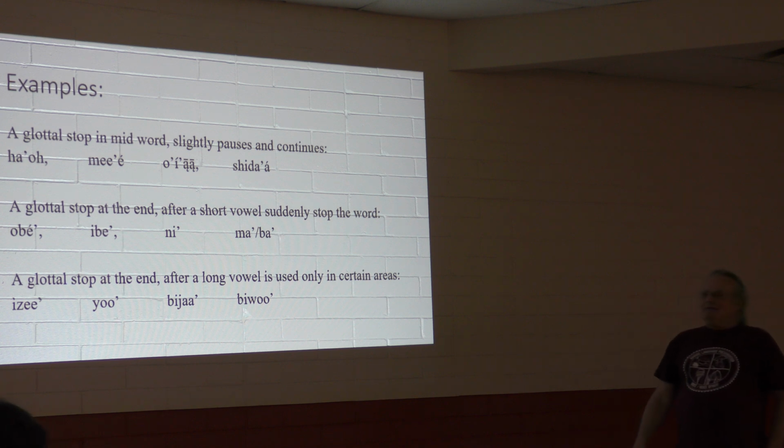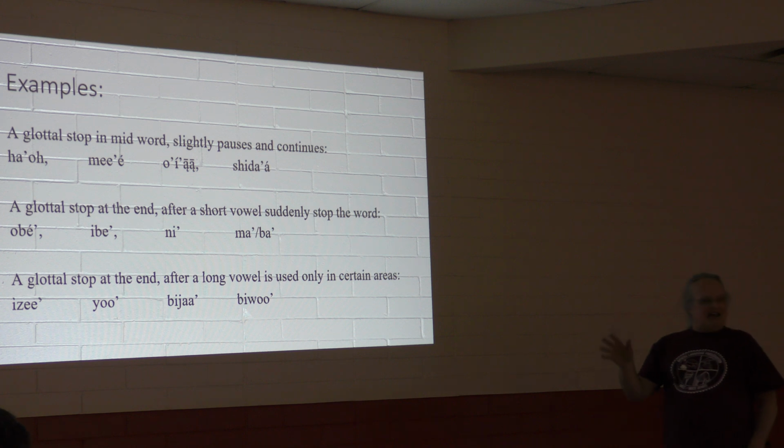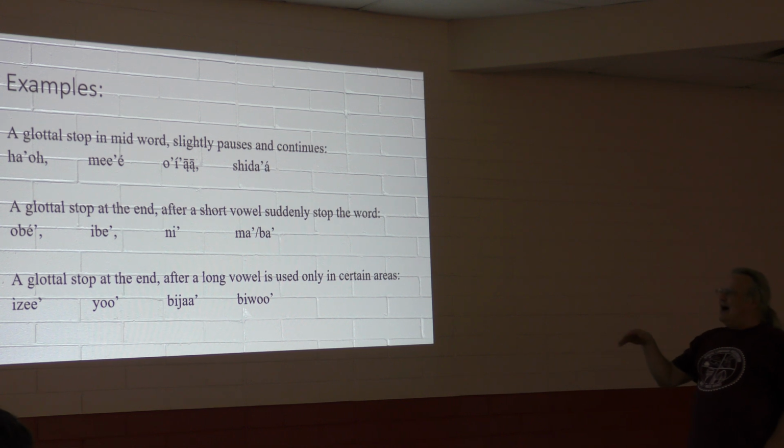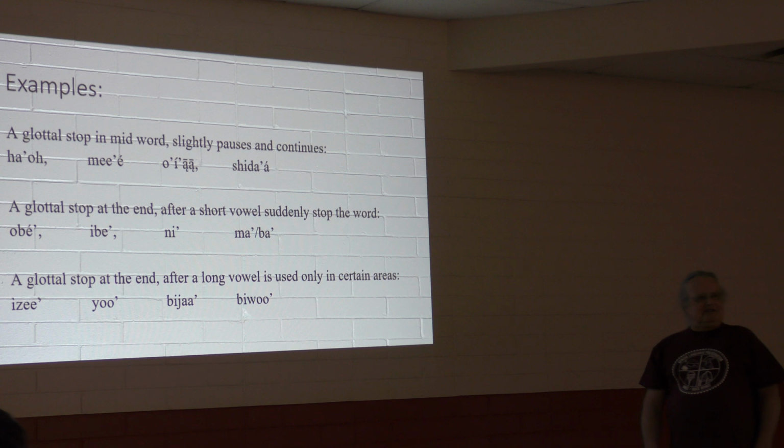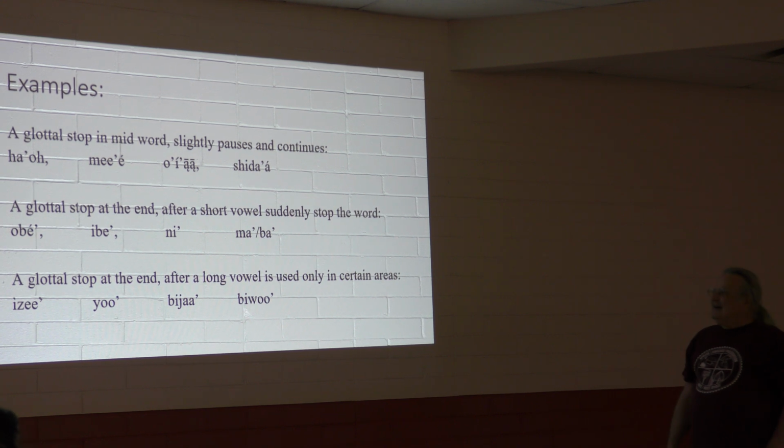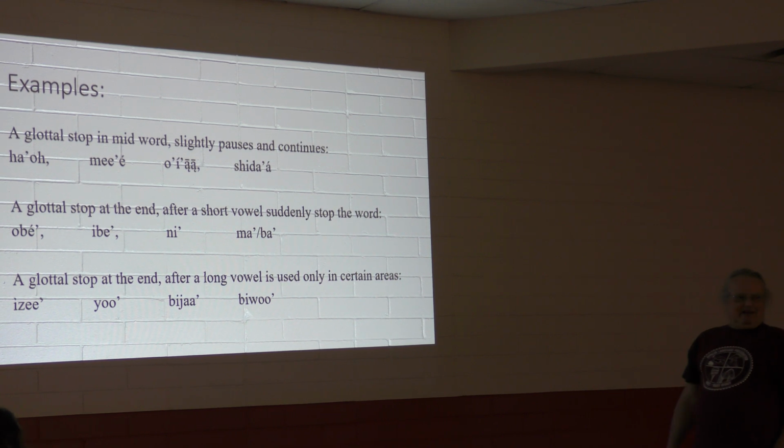But people would be able to tell more or less where you're from. So in the White Mountain also they say Ize, Yo, Bijab, Biwo. But if you just say Ize, Yo, Bijab, Biwo, without this glottal stop, perfectly fine too. I just show that it's a possibility.